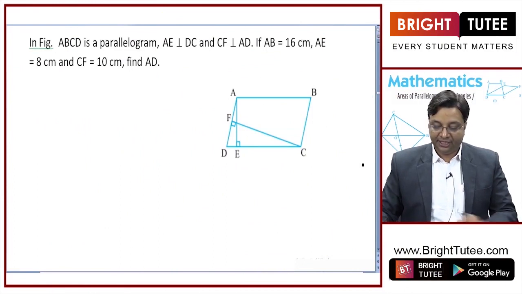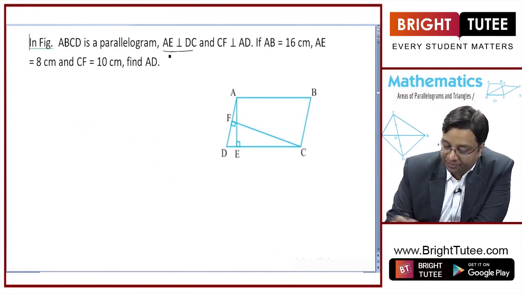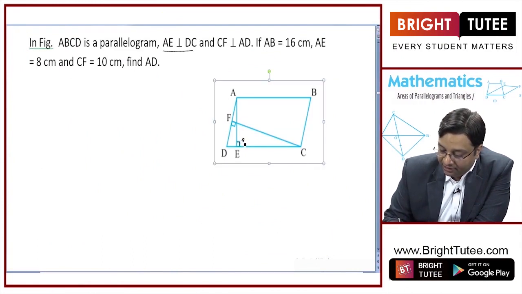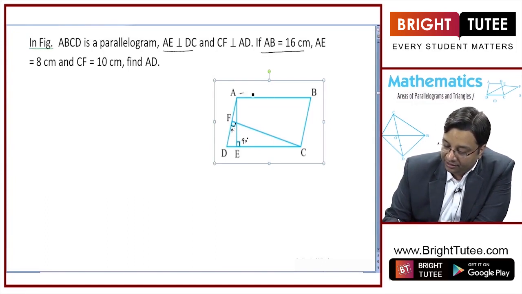Now, ABCD is a parallelogram. AE is perpendicular to DC, so this angle is 90 degrees, and CF is perpendicular to AD, that means this angle is 90 degrees. If AB is 16 centimeter, so this length is 16 centimeter, and we know ABCD is a parallelogram.